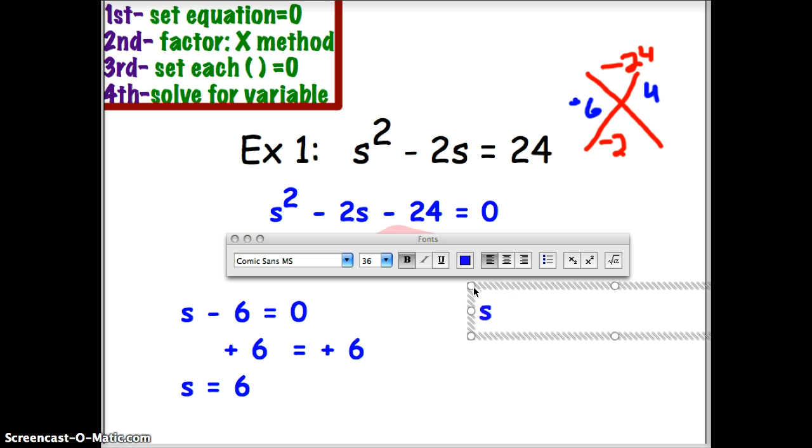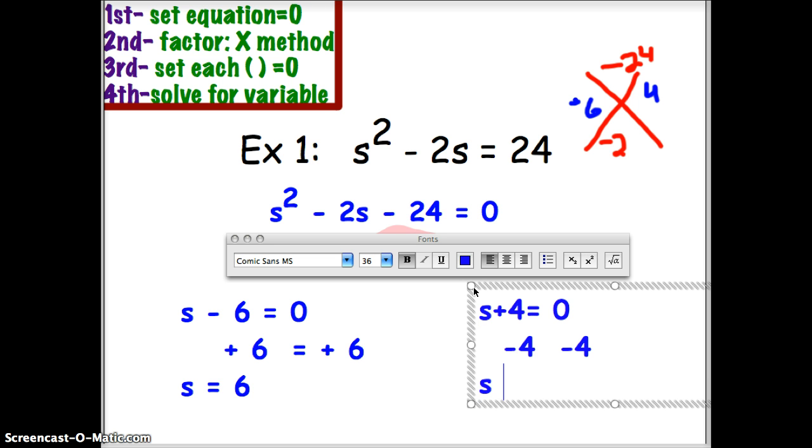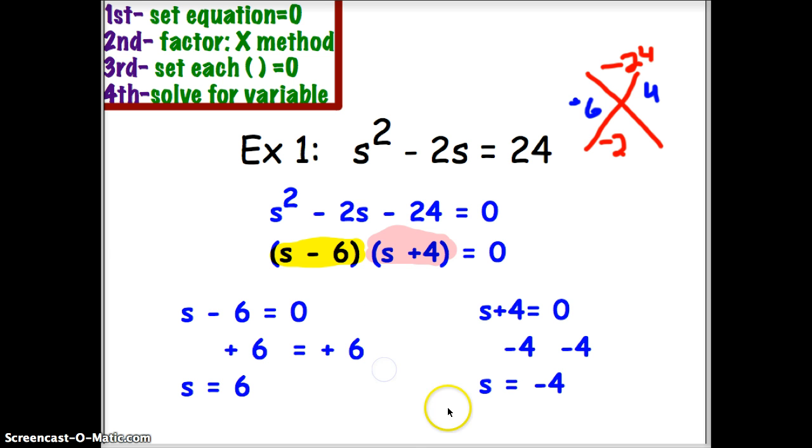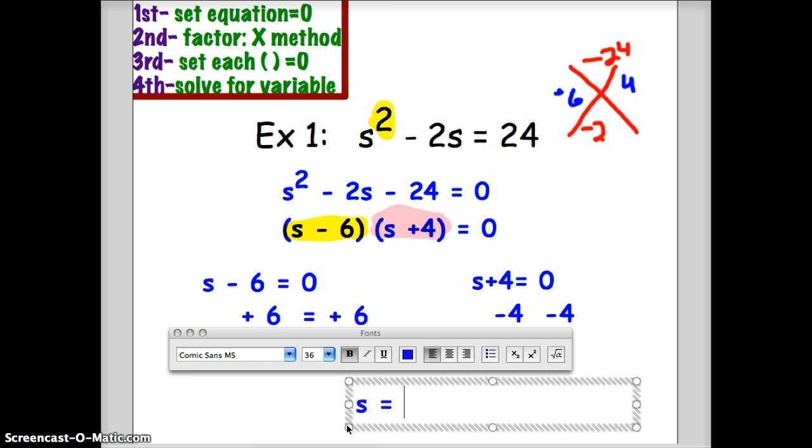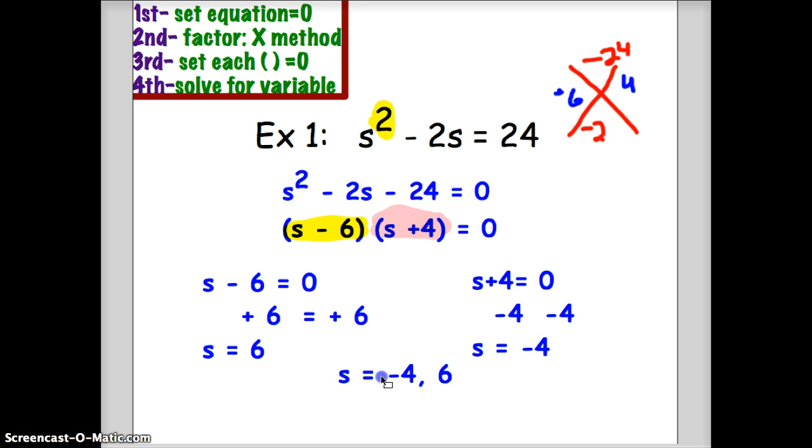If s plus 4 equals 0, subtract 4 from each side, and s equals a negative 4. So we have two answers when we're dealing with problems with an exponent of 2. Sometimes they're the same answer, but right now most of them aren't going to be. So we've got s equals 6 and s equals negative 4, and we can write that as s equals negative 4 comma 6. Now be very careful not to put parentheses around that because this is not an ordered pair. It's just a solution.